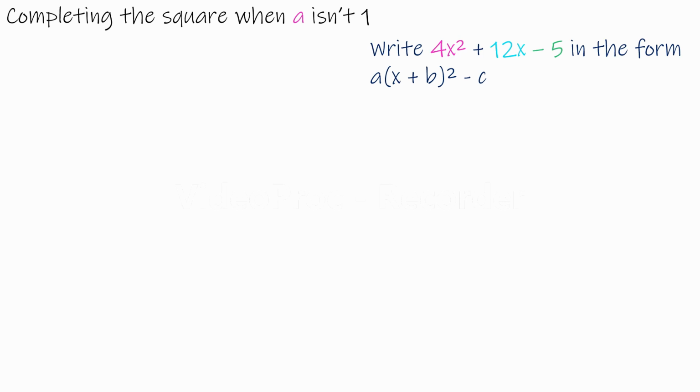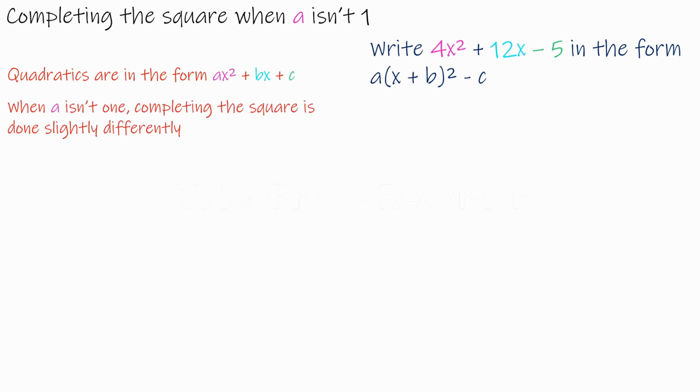Let's start by taking a look at the question here, asking us to write 4x squared plus 12x minus 5 in the form a(x plus b) squared minus c. We can start by saying that quadratics are written in the form of ax squared plus bx plus c, as with this example here. And then we can also say that when a isn't 1, completing the square is done a little differently than when it is.